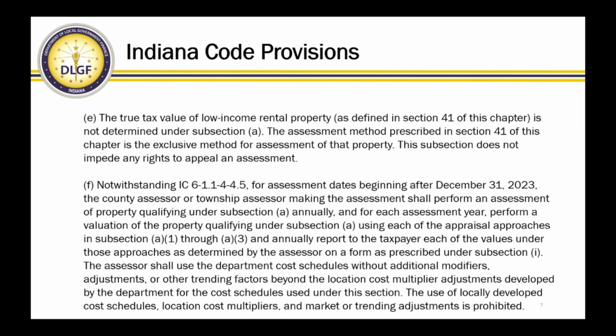A couple of years ago, legislation was passed to make sure that the assessor does not do anything outside of the DLGF's rules and regulations. You can see the assessor shall use the department's cost schedules without additional modifiers, adjustments, or other trending factors beyond the location cost multipliers that we provide. The use of locally developed cost schedules or location cost multipliers and market or trending adjustments is prohibited.